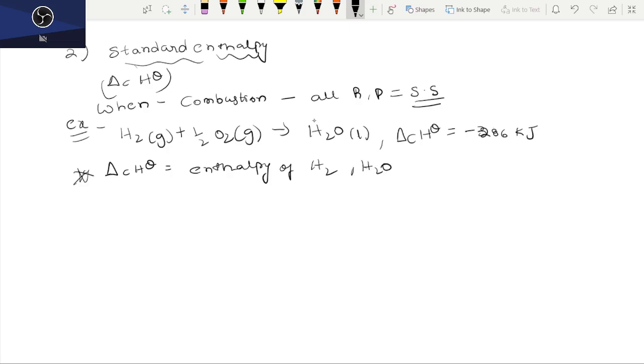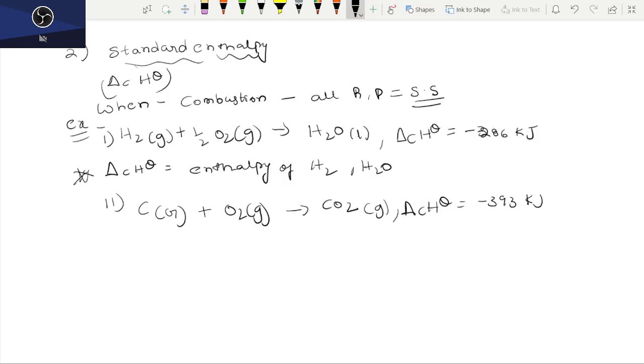The second example I am taking here is Roman number 2, and this is Roman number 1. Carbon in the graphite state, capital G I have mentioned, which means it is graphite, plus oxygen O2 in the gaseous state, which is finally going to give you CO2. Here also CO2 is formed in the gaseous state, but ΔcH° is equal to minus 393 kilojoules of energy.